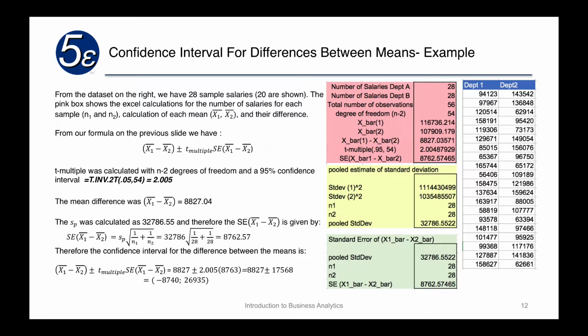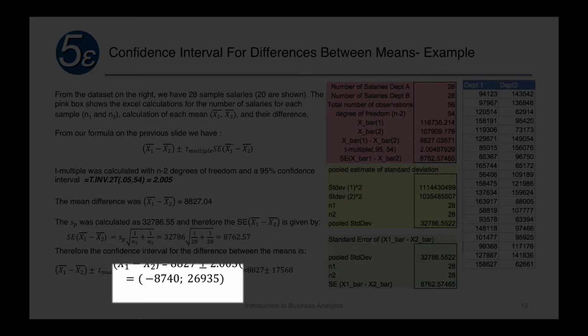Our mean difference was calculated as x1 bar minus x2 bar, which is 8827. Our pooled standard estimate was now calculated as 32786. So therefore, the standard error of the difference is given by the following formula, which turns out to be 8762.57. Therefore, our confidence interval between the means is the 8827 plus or minus 2.005, which was calculated as the t multiple, times 8763, which we rounded, which equals 8827 plus or minus 17568. So our confidence interval for the difference between the means is negative 8740 and 26935.